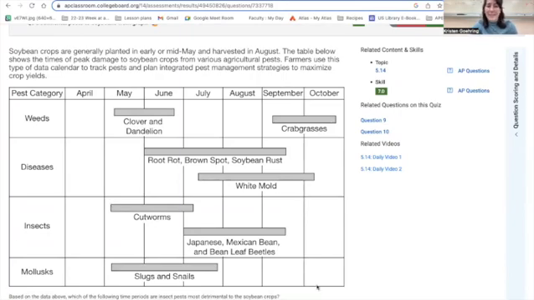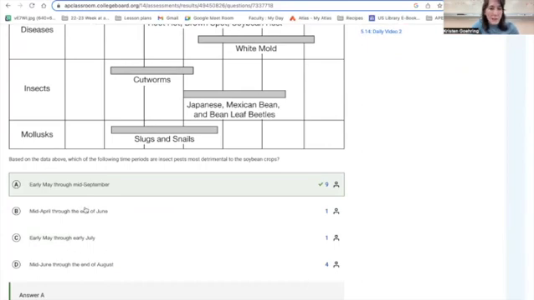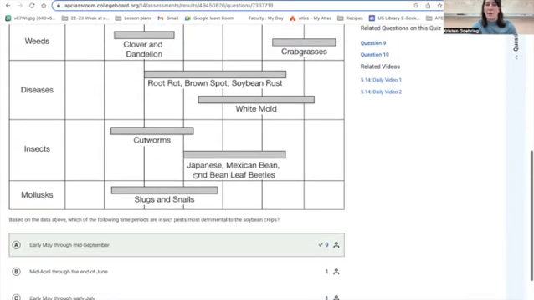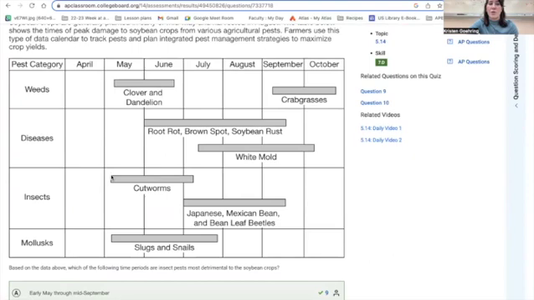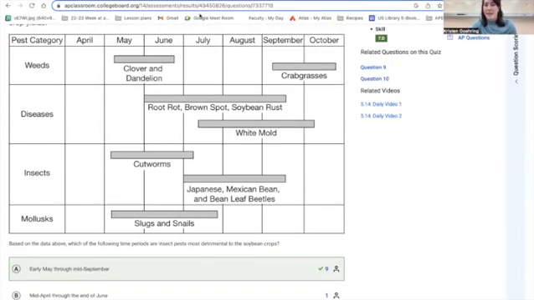all of the time that insects are going to be there in that growing season. Which of our answer choices, early May through mid-September, is our best answer here. So our cutworms start early May, and we continue on having insect pests in these fields until mid-September. There are pests that are inhabiting our fields in most of the year, but if we're looking at insects specifically, we can narrow it down to this range here.